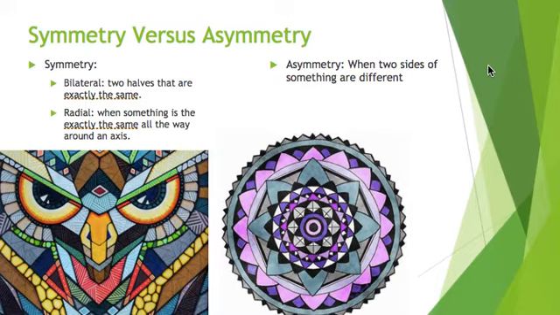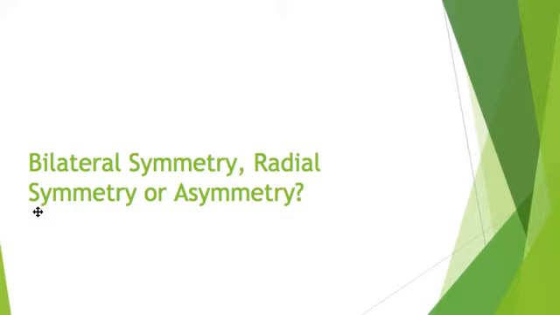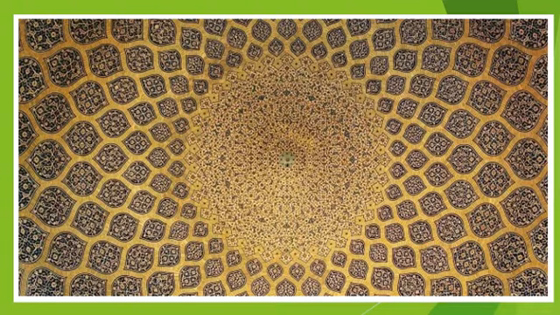Asymmetry is when two sides of something are different, so there is no symmetry within the work that you're looking at. We're going to go ahead and click through a few of them, and I want you to think to yourself if they are bilateral symmetry, radial symmetry, or asymmetry. Here we go. What do you think this one is? Thinking in your head, is it bilateral, radial, or asymmetry? This would be a great example of radial symmetry.